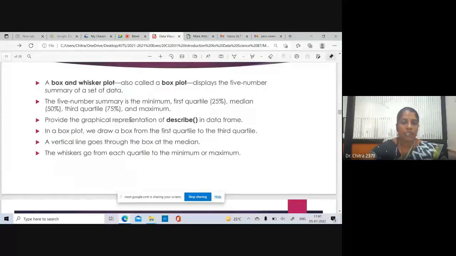It is the graphical representation of the function named describe. In that function you find the minimum value of the column, the maximum value of the column, then the mean of the column. All the things represented in the describe function are represented in graph form by using this box plot.